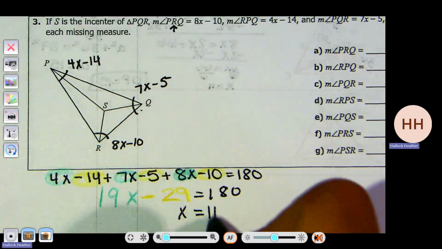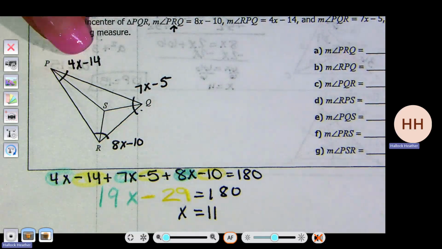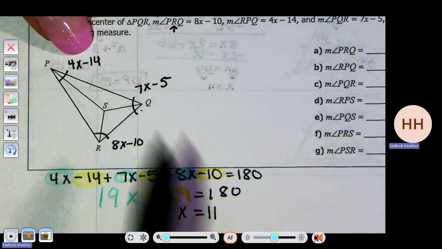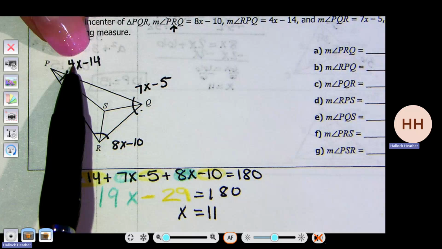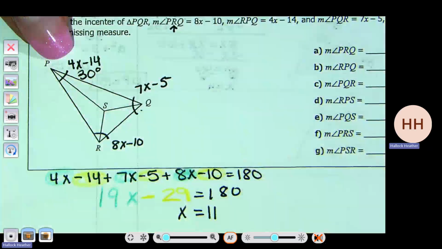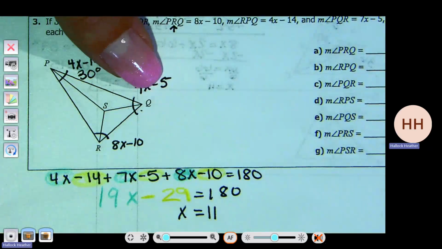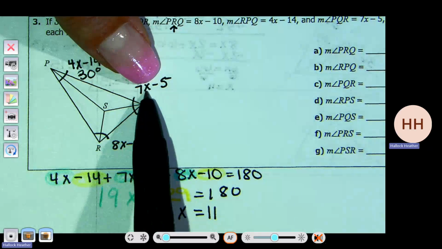Now, what are we probably going to have to do? Plug it in. So you don't have to show the work for this. You can do it in the calculator. If this angle is 4x minus 14 and you're taking 11, you're substituting it back in. 4 multiplied by 11 is how much? 44. 44 minus 14 is 30. So that whole angle is 30 degrees. If I go over here to Q, it says 7 times 11.